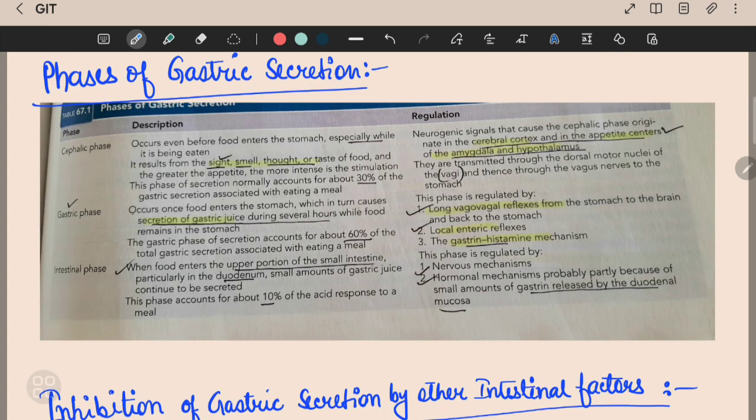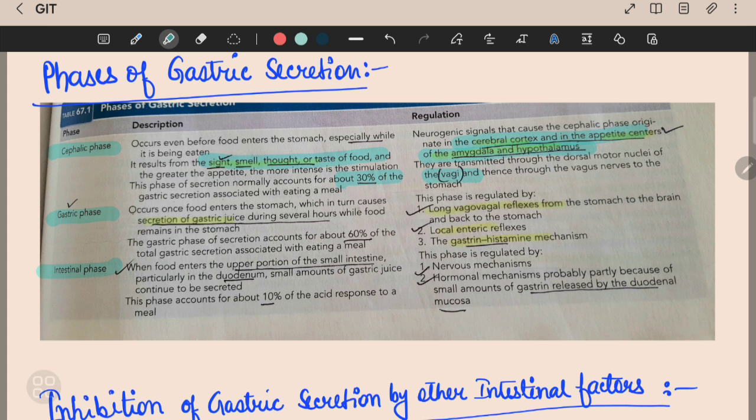Now coming on to the phases of gastric secretion, remember there are three phases: the cephalic phase, the gastric phase, and the intestinal phase. In the cephalic phase, even before food enters the stomach, when you're chewing, or at the sight, smell or taste of food, or when you're thinking of that food, about 30% of the gastric secretion occurs. Neurogenic signals cause the cephalic phase, involving the cerebral cortex and the appetite centers of the amygdala and hypothalamus. These stimulations go through the dorsal motor nuclei of the vagus nerve and reach the stomach for secretion.